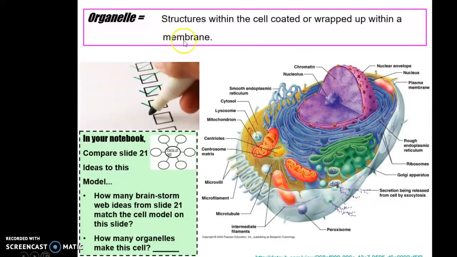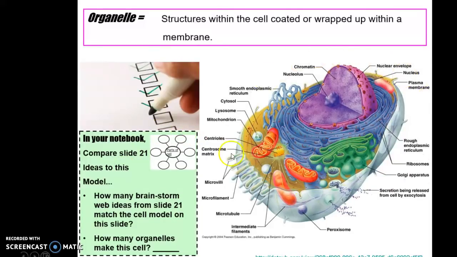Remember, a membrane is just a thin material that separates two areas. So this membrane is blue, thin and blue. This is a green thin membrane, thin red, and a purple membrane for the nucleus. All right, once you get this definition on slide 26, then think and go back to slide 21. In slide 21, you came up with a brainstorm web.